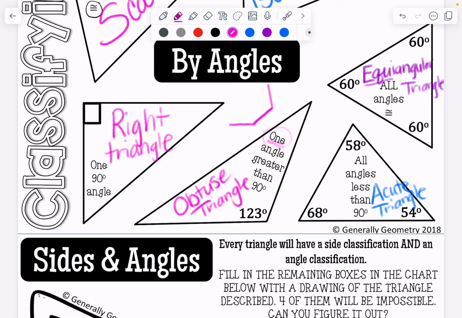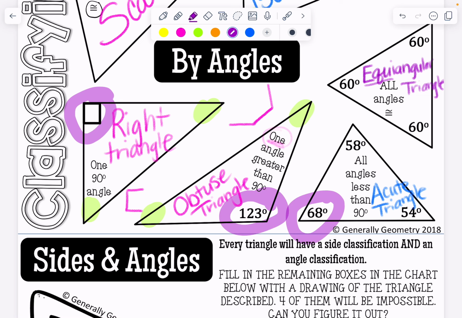And again, we just need the one 90-degree angle, because if I try to draw a triangle with a second 90-degree angle, I don't have a triangle anymore. So what that means is that all triangles are actually going to have two acute angles always. Every single triangle has at least two acute angles. You want to make sure you always look at that third angle to determine if it's an acute angle, a right angle, or an obtuse angle.